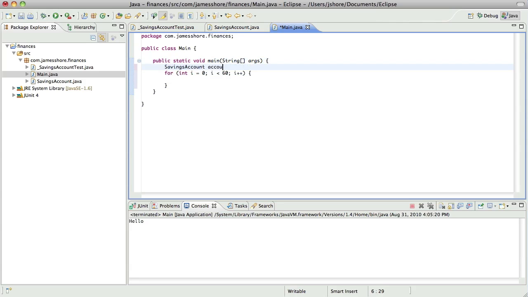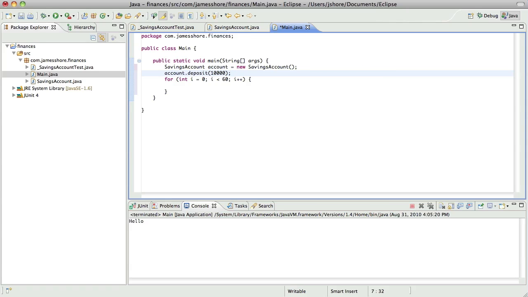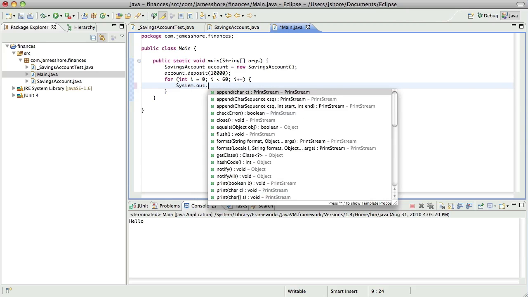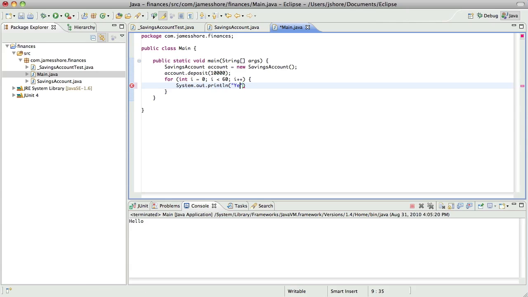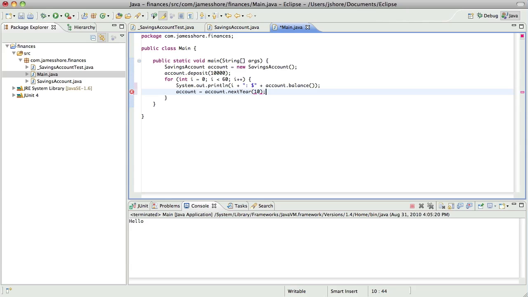Let's make our starting account, a savings account. The reason I'm doing this is it's helpful for me to try to get a grasp on what I want to do. This part of the process is the most difficult because I don't really know what I want to do yet. So account.deposit 10,000. So what we're going to do is just see how $10,000 grows over time, assuming it's compounded. We'll say System.out.print, we're going to print year 1 has the amount of balance, and then the account balance here. So let's see what happens with that. Well, there's our 60 years of interest.